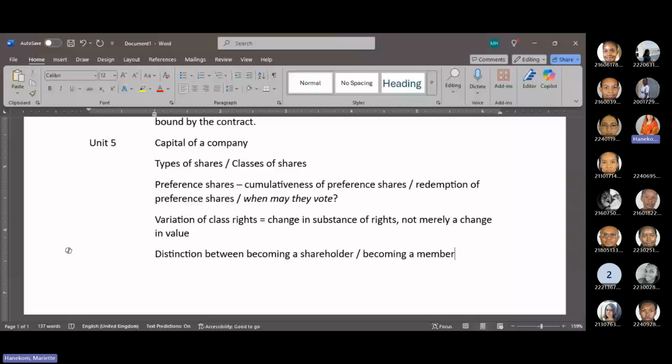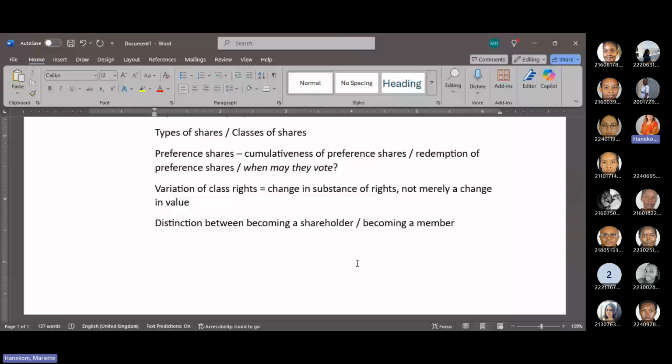How do they become a member if they don't actually sign the constitution? They become a member by agreeing to become a member and having their name entered in the register, the list of members.